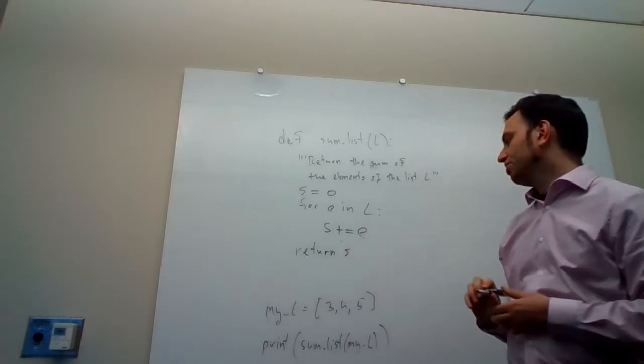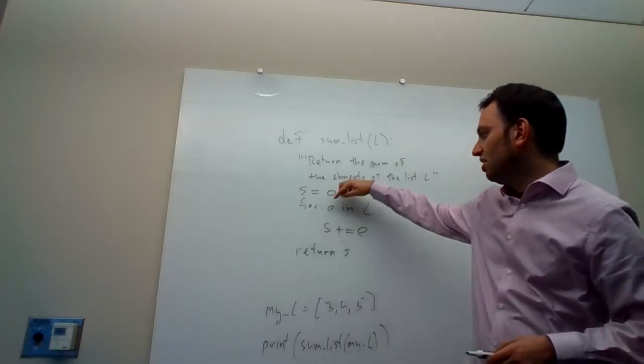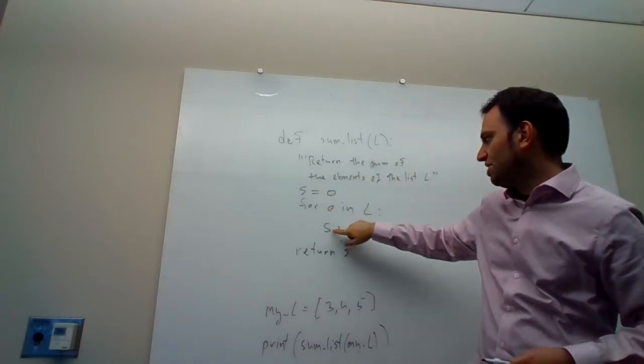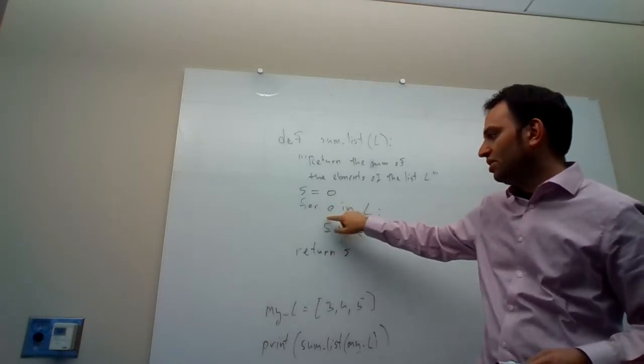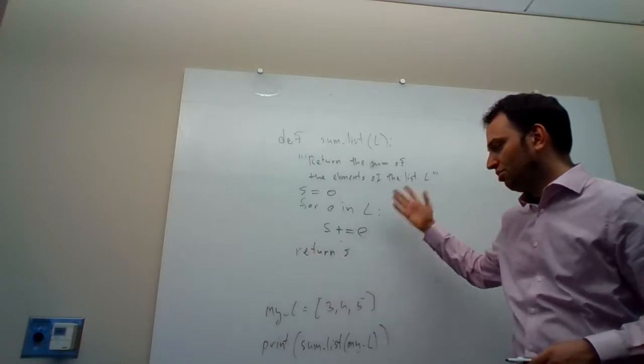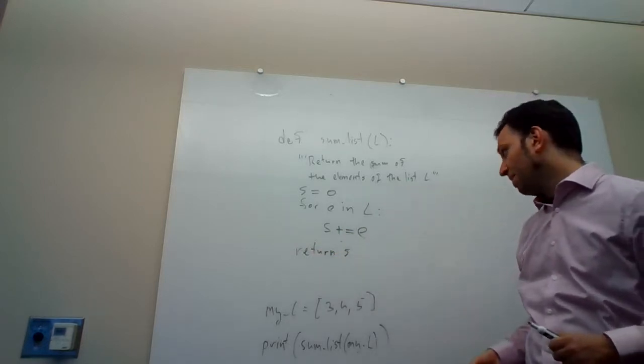To fix it you would just go return s like this, outside the loop. And if you go return s like this, it's all fine, because first s becomes 3, then you go back, s becomes 7, then s becomes 12, and only then do you get to this statement, so you return 12, which is the correct thing.